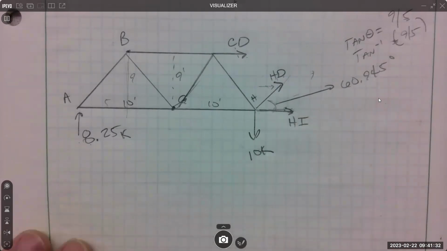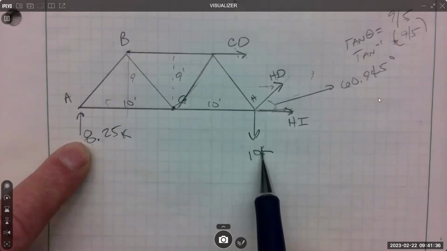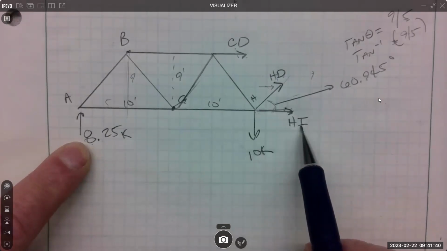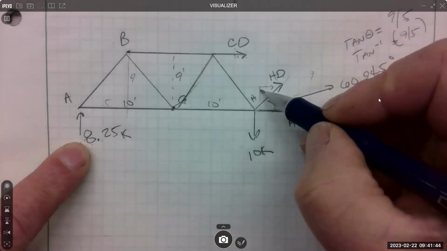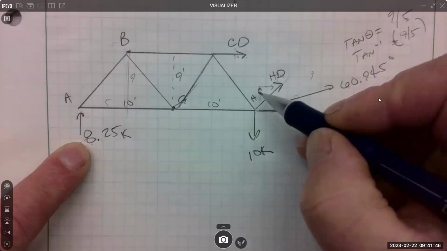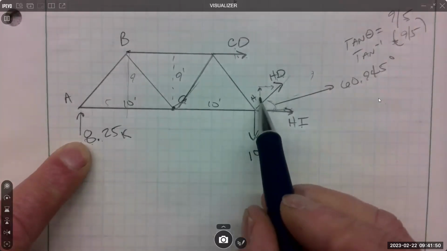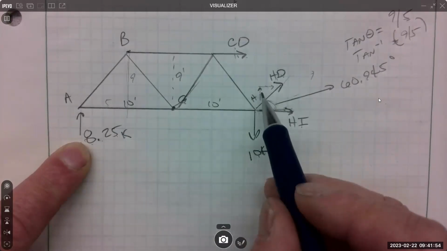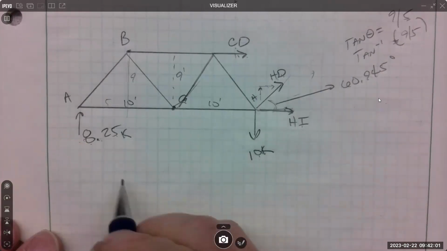Let's look at the Y. Is 8.25 in the Y? Yep, and it's known. How about 10? Yes, and it's known. How about HI? No. CD? No. What about the component of HD? Yeah. And it's the only unknown: 8.25 and 10 and HD. Good. So I'm going to write that equation.